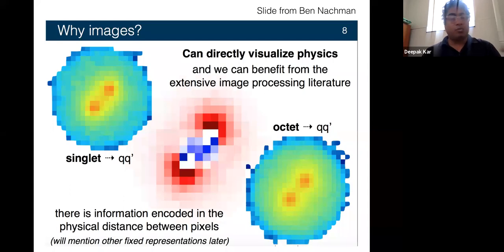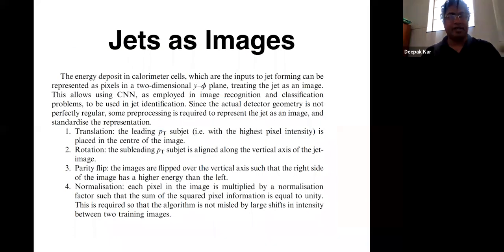Now, why is this useful? Because we actually have a toolkit to distinguish between images, even when they're subtly different. And the image contains all the information from the original jet, the energy deposit, the angular spread of each constituent. So this is something which is becoming very relevant right now.